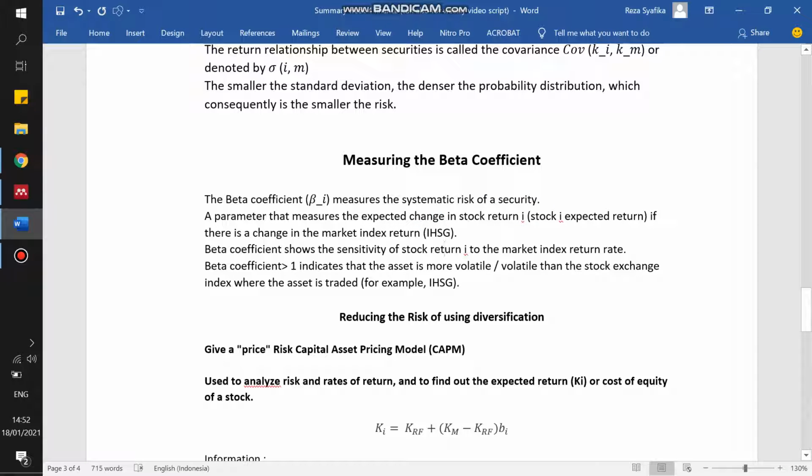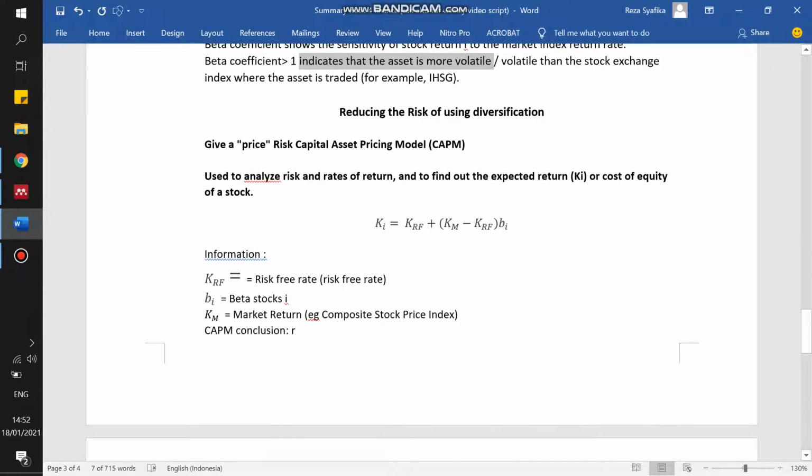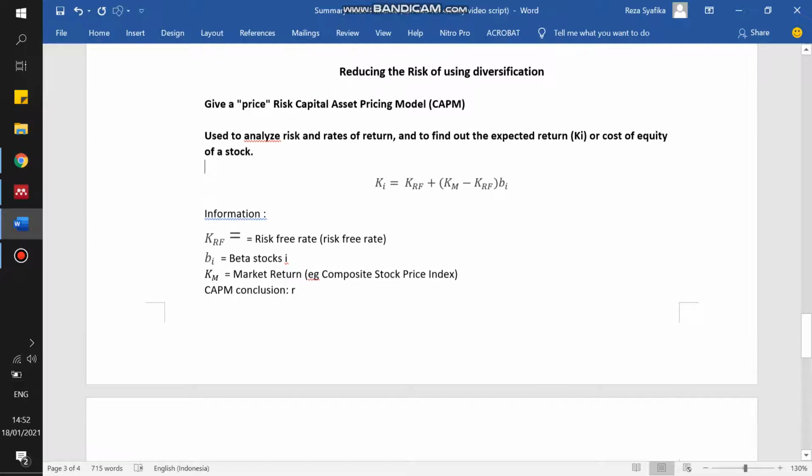So you can find it, you can compare it, and it's a parameter that measures the expected change in stock return if there is a change in the market index return. If the beta coefficient is more than 1, it indicates the asset is more volatile. Yeah, and you can also reduce the risk using diversification. You can use the capital asset pricing model to analyze the risk and rates of return and to find out the expected return or cost of equity of a stock. So it's more accurate to find with CAPM.